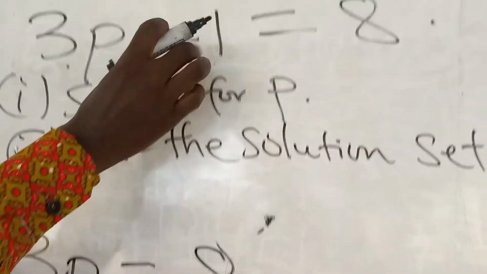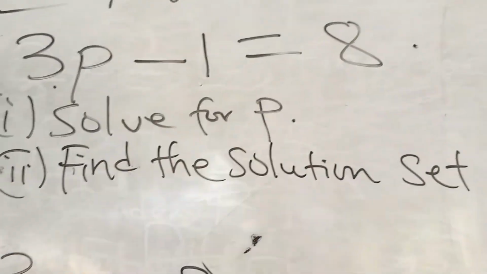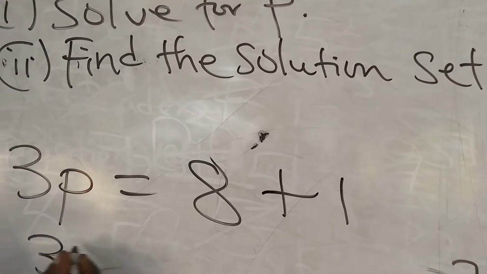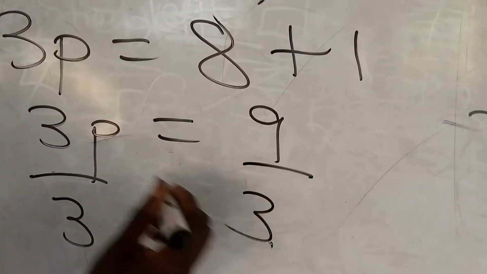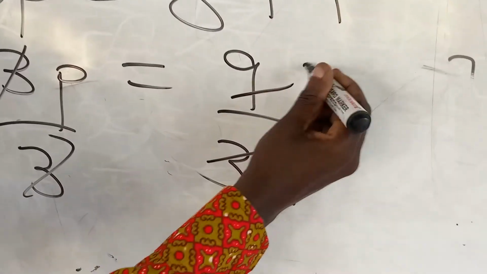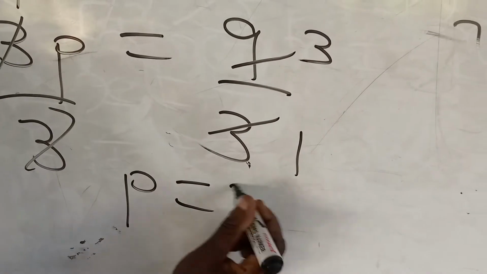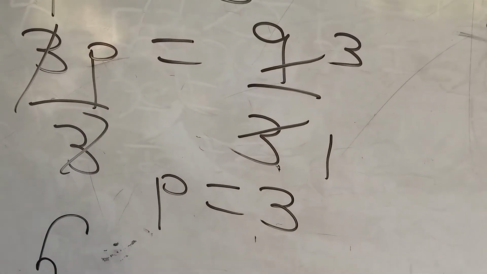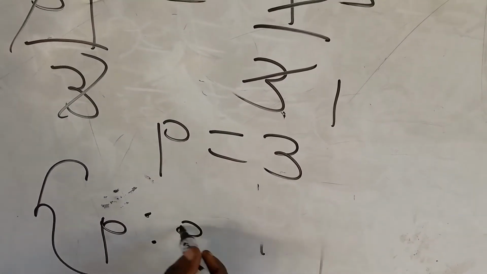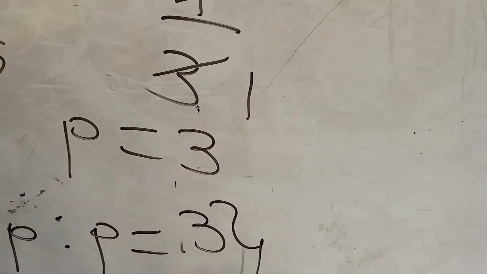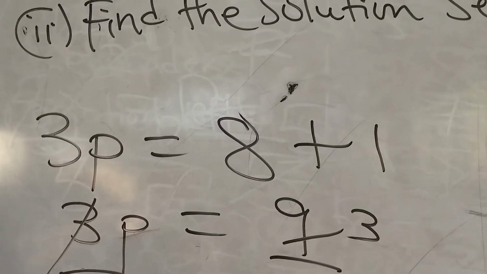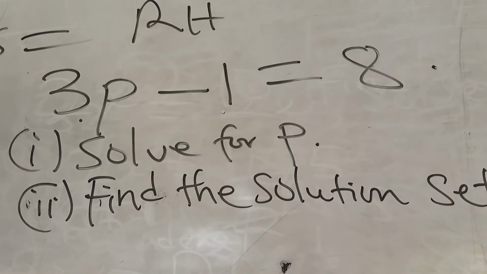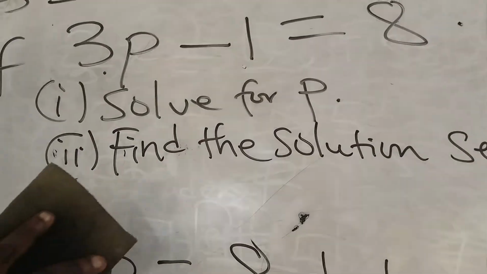Once this crosses the equal sign, as I said, it becomes positive because it's negative. 3p is equal to 9. So p is equal to 3 because 3 goes into 9, 3. So the solution set becomes p is to p is equal to what? 3. That's the solution set. Let's take the final example under type 1.